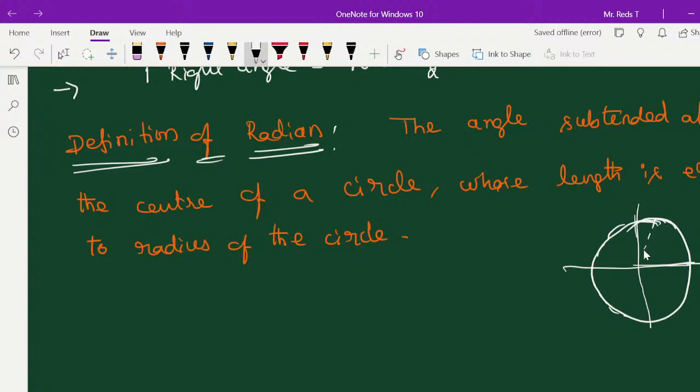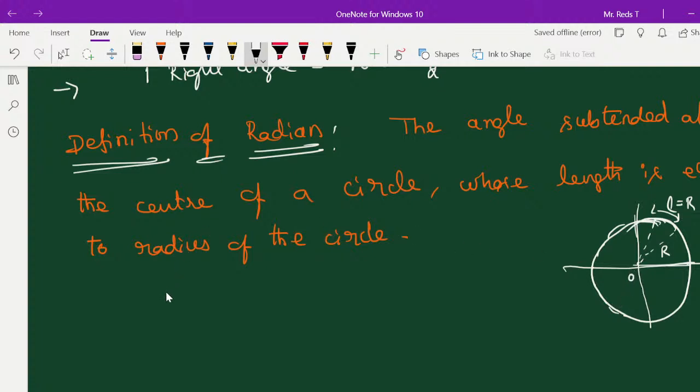So we'll draw one line from here and another line from here. For understanding purpose, I am drawing a little bigger one. The angle subtended at the center of a circle by an arc whose length is equal to the radius... Usually this is the radius. If the radius is 5 centimeters and the arc length is also 5 centimeters, then the angle subtended by that at the center will be nothing but 1 radian.